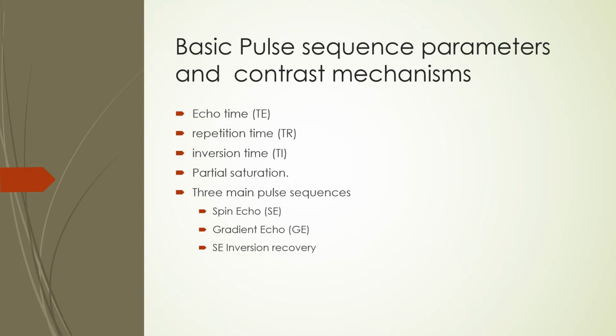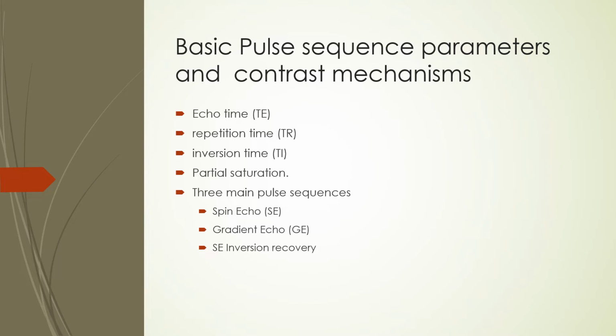Now let's learn about pulse sequences. All pulse sequences have in common the use of RF pulses to flip the bulk magnetization vector at some angle with respect to the static magnetic field. The main pulse sequence parameters are echo time, repetition time, and inversion time.